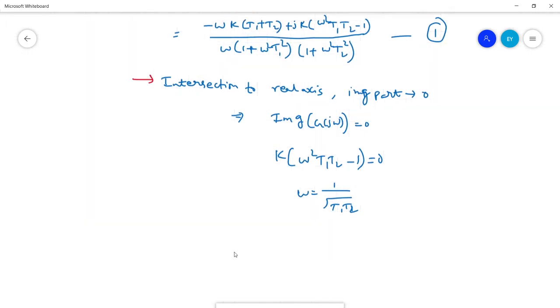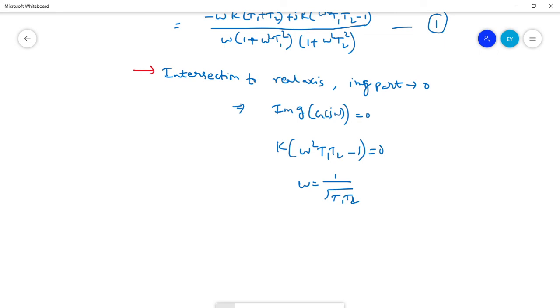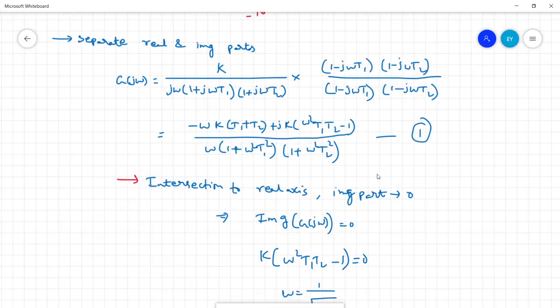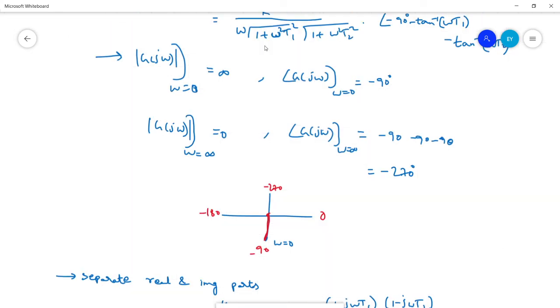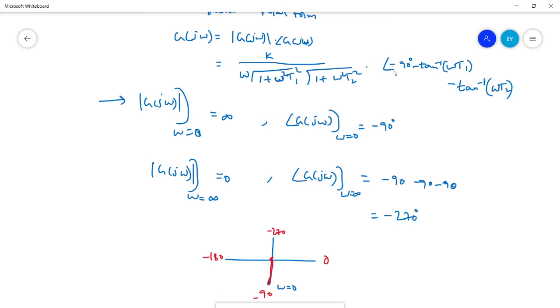Now we need the magnitude and the phase at this frequency. Magnitude of G of j omega at omega equal to 1 by root of t1 t2: I'll show the magnitude expression. This is the magnitude, this is the phase. You need to substitute omega in the magnitude expression.